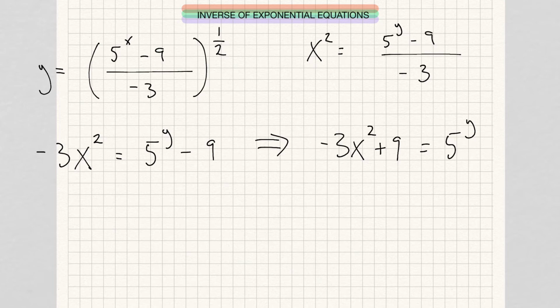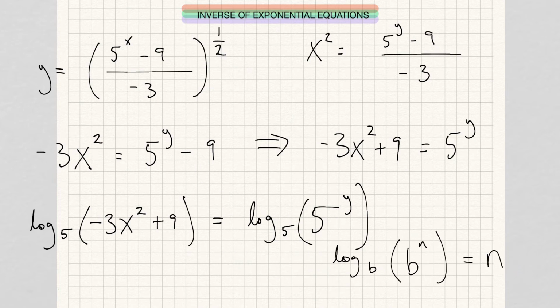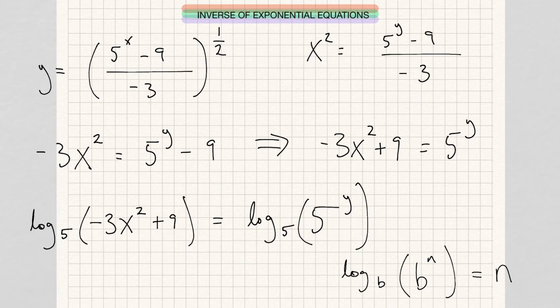Now once again, we're going to use this logarithm rule: log base b of b raised to the n equals n. To do that, we see here that our base is 5, and our exponent is y, so we need to take the log base 5 of both sides. So we have log base 5 of negative 3x squared plus 9 equals log base 5 of 5 raised to the y power. Now for log base 5 of 5 raised to the y power, here's our key. You can see that that's just going to equal y.